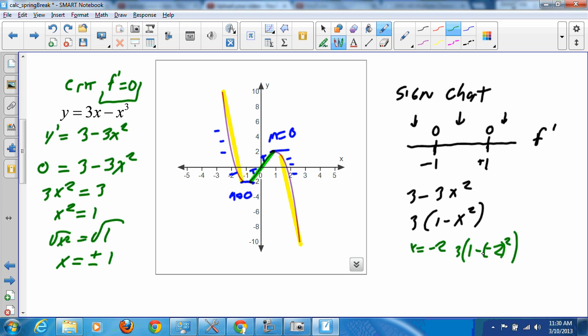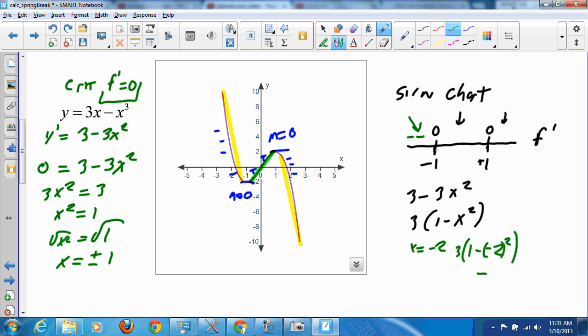This would be 1 minus 4, so this value is negative. A negative number times positive 3 is still going to remain negative. So I'm going to put a negative right here. That negative tells me that the function itself is decreasing until you get to negative 1, and you can see that we've already identified that over here.